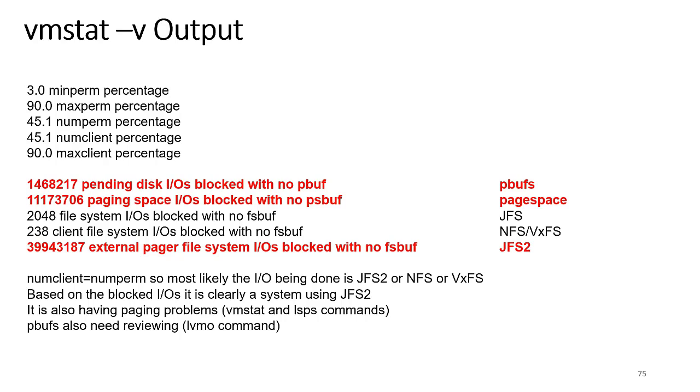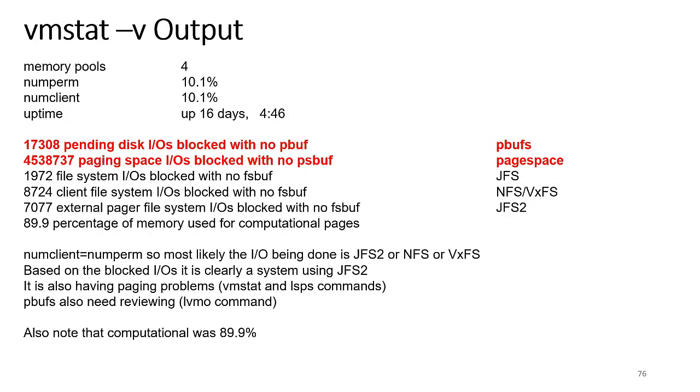You can swap off a page space, increase the size and swap it back on, but if you've got a paging problem at the time and you swap off that page space, you'll probably crash because you'll probably run out of page space. And then JFS2 buffers, those are fixed with the ioo command, and again I cover those in my IO presentation.